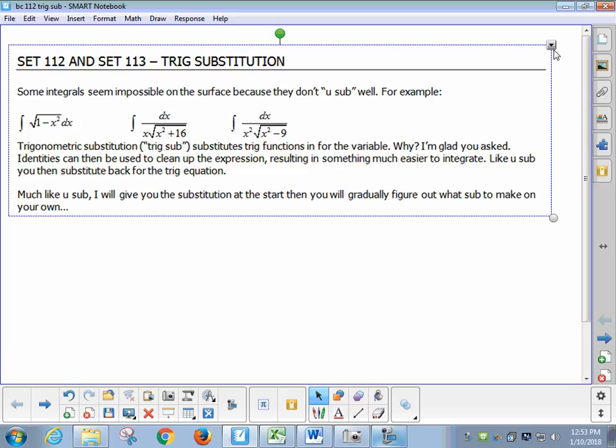So just like U sub, then you sub back at the end for the trig expression, and that also is a little harder than U sub because you'll have to do some thinking there. But that's the basic idea. All right, sub in, integrate, sub back, kind of like U sub, but a little more complicated.